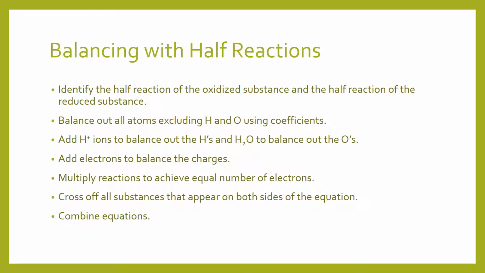Then we would multiply our reactions to achieve equal numbers of electrons, cross off all substances that appear on both sides of the equation, and finally combine. We'll see an example of this on the next slide.